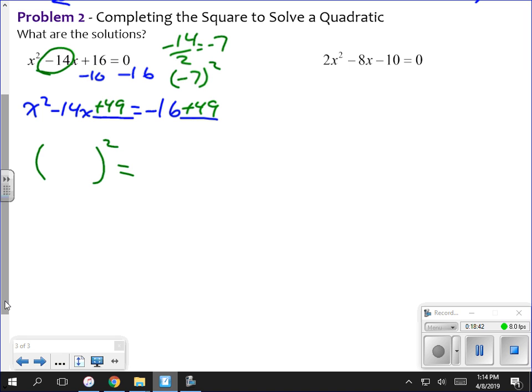Next step. Rewrite this as a perfect square. My first term is easy. It's x. How did I get to 49? What did I square to get 49? I squared negative 7. This is important on this one. Negative 7. If your b term is negative, this needs to be minus here. The previous one I did, it was positive, so it's positive. This one's negative, so it's negative. What goes on the other side? I add those two together. Negative 16 plus 49. Oh, I didn't do it right. 33.